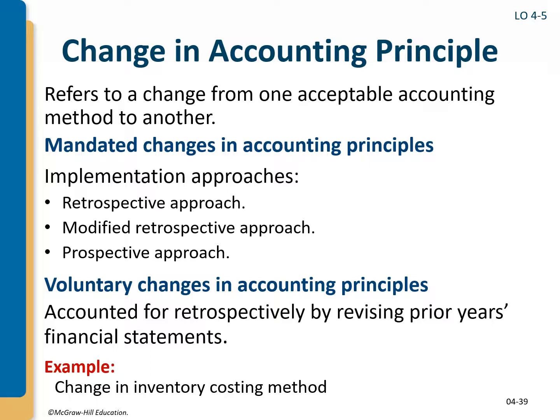Why do you do that? Because your inventory and your cost of goods sold under the two methods will be different. And you want to start using LIFO with a good inventory balance, an inventory balance that would have resulted from using LIFO the whole time. So that's what they mean by a retrospective.